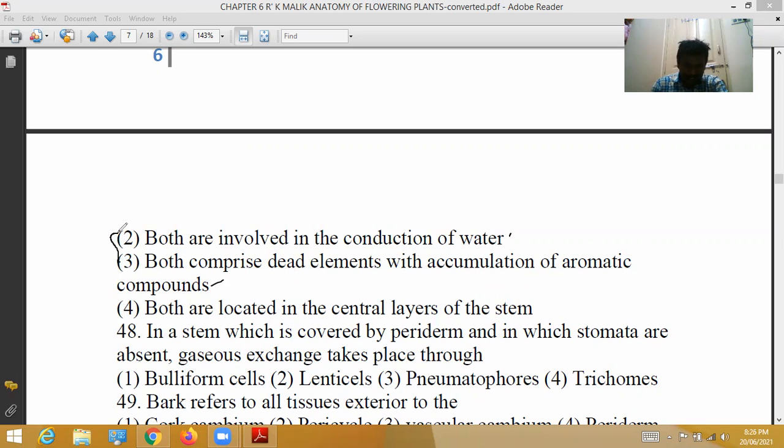Actually, these three are wrong. Both are involved in conduction of water: actually, heartwood is not involved in conduction of water. Both comprise dead elements: actually, heartwood contains dead elements, while sapwood contains living elements. Both are located in the central layers of the stem: both are not. So these three options are wrong, and the first option is correct.